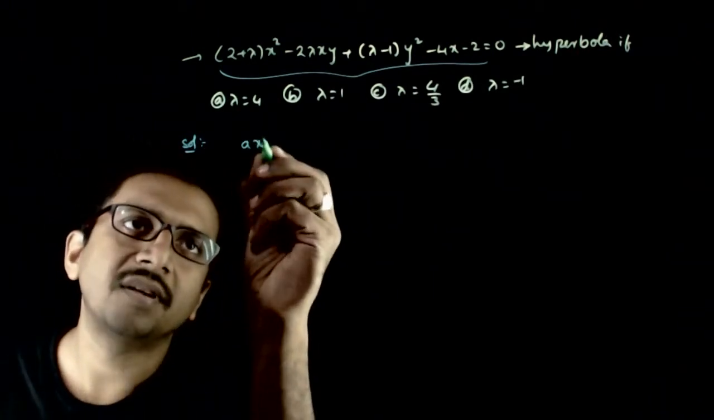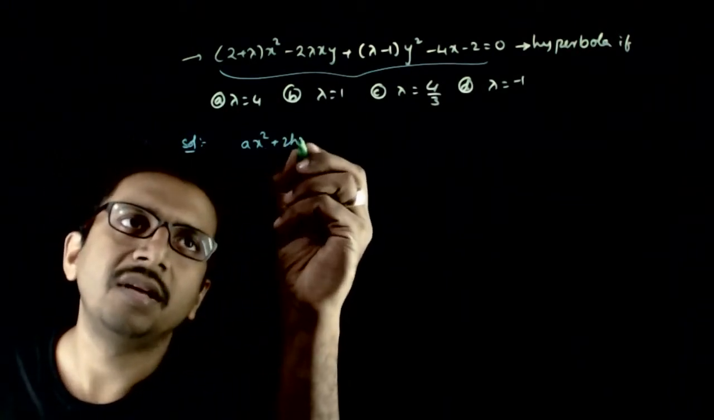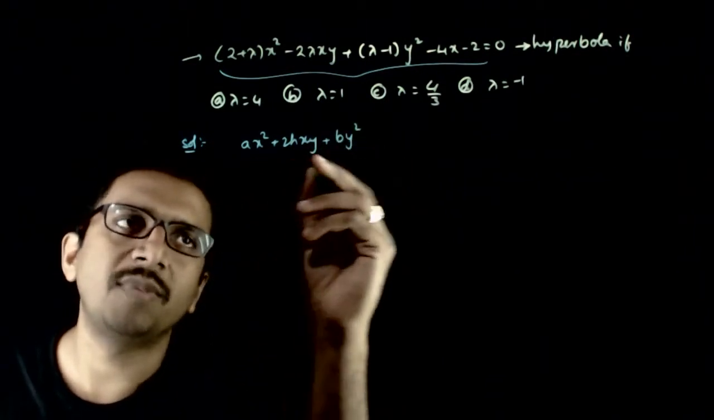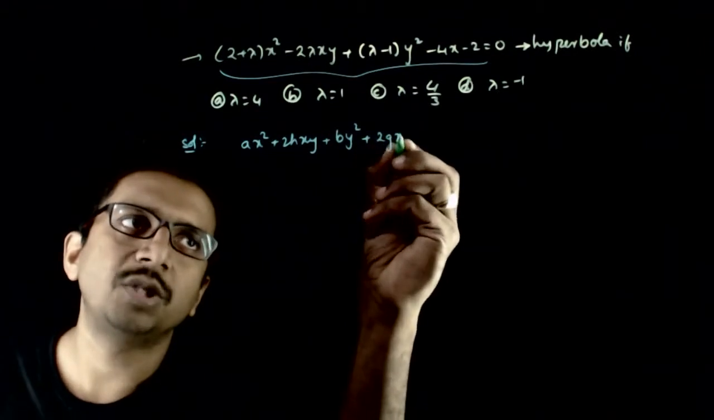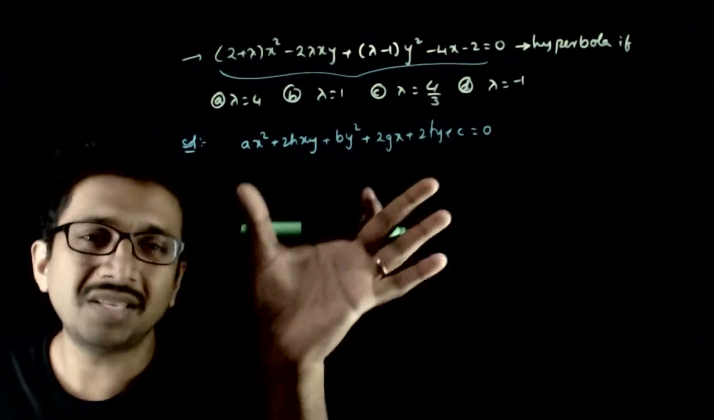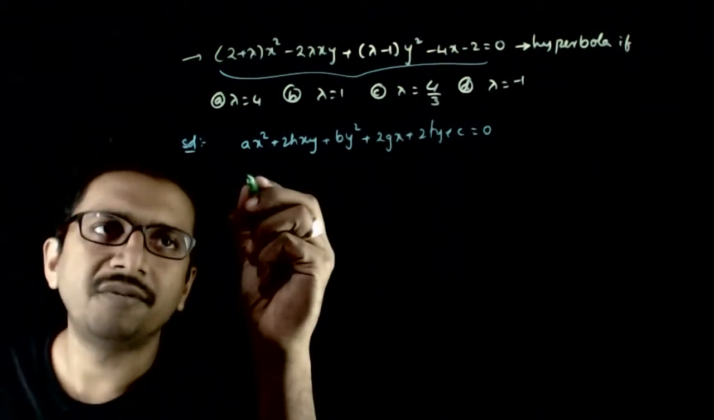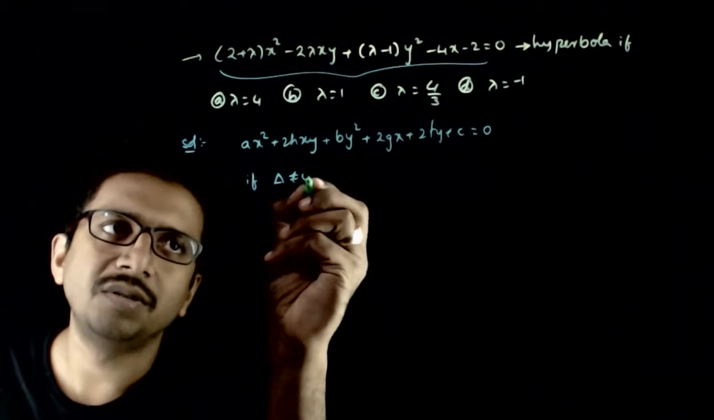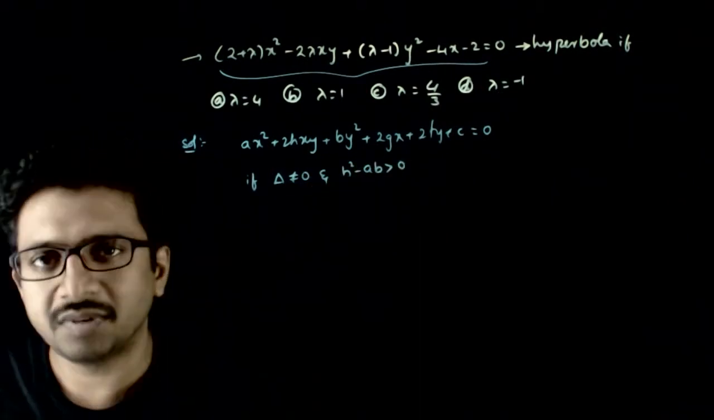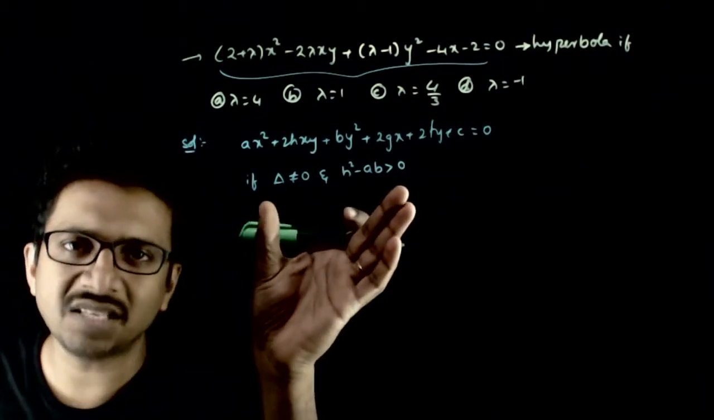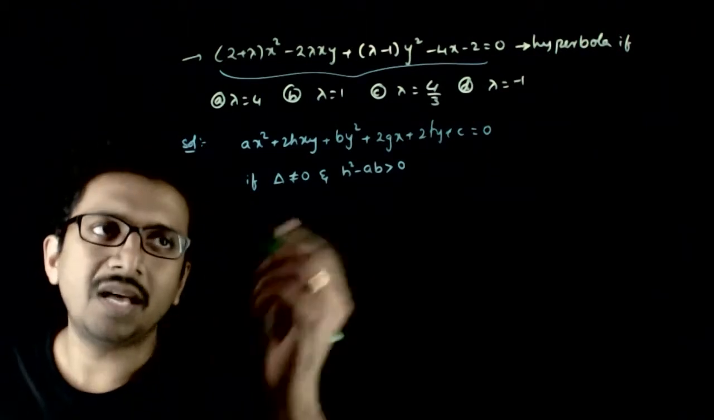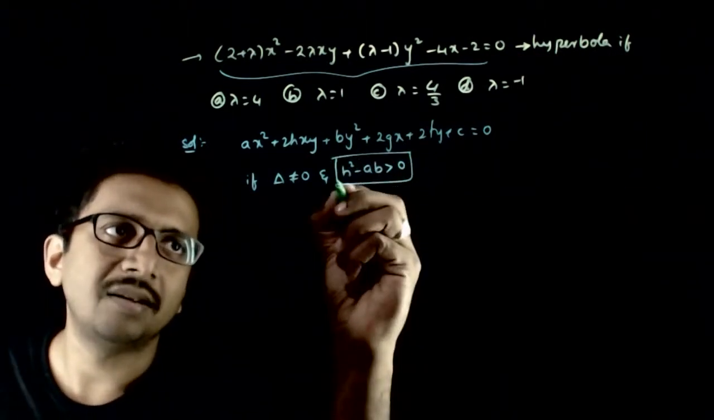If you have a general second degree equation in x and y, ax square plus 2hxy plus by square plus 2gx plus 2fy plus c is equal to 0, this represents a hyperbola if delta is not equal to 0 and h square minus ab is greater than 0. These are the two conditions which need to be satisfied if this equation has to be a hyperbola. So now let us first try to apply this condition.